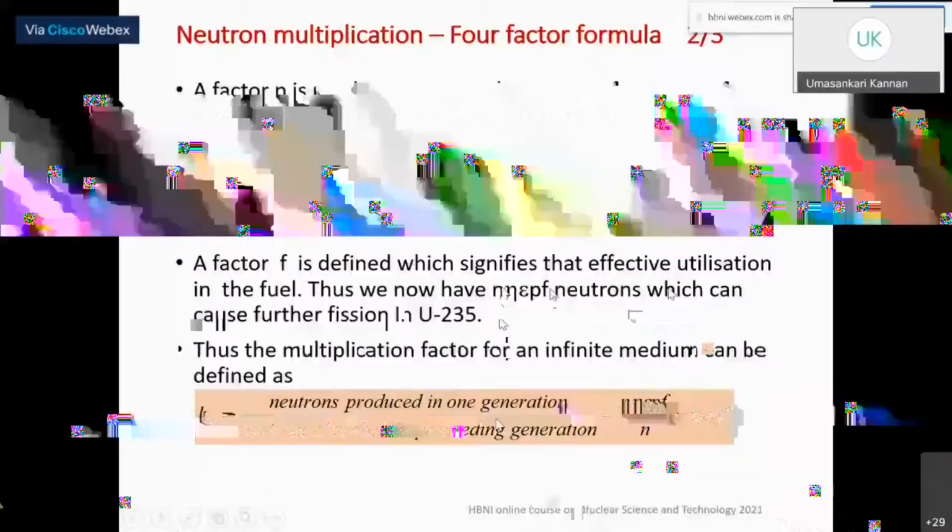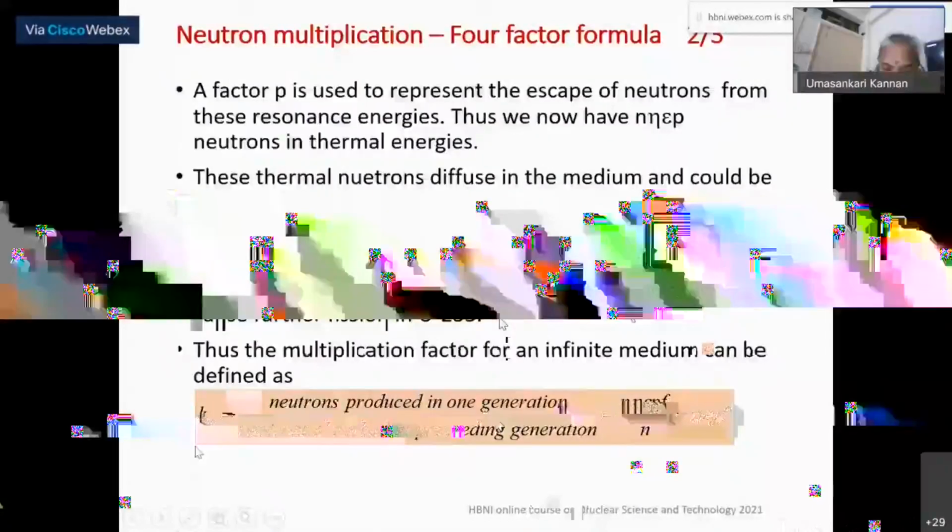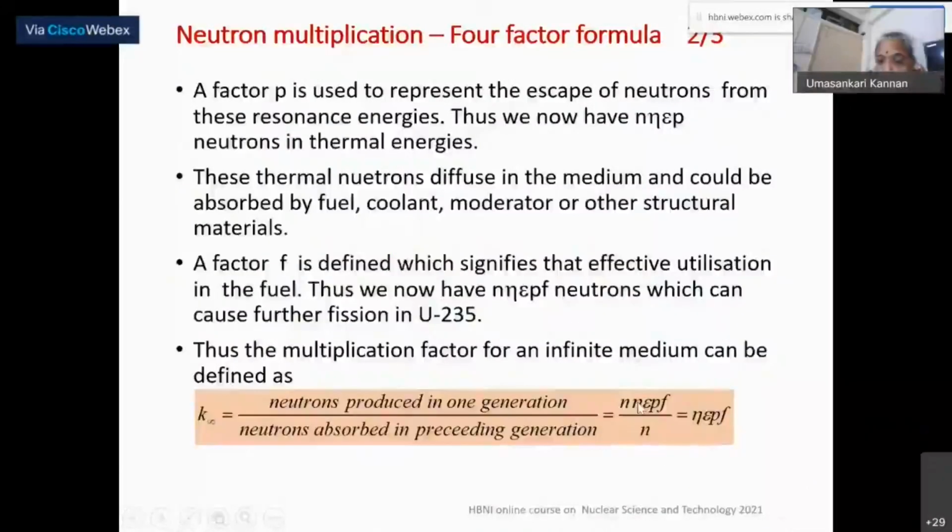So the k infinity multiplication factor for an infinite homogeneous system can be defined as the neutrons produced in one generation, which is n eta epsilon P f neutrons, divided by the neutrons absorbed in the preceding generation, which is n. We started with n neutrons. So this is the four-factor formula: k infinity, the multiplication factor for an infinite system, is eta epsilon P f.